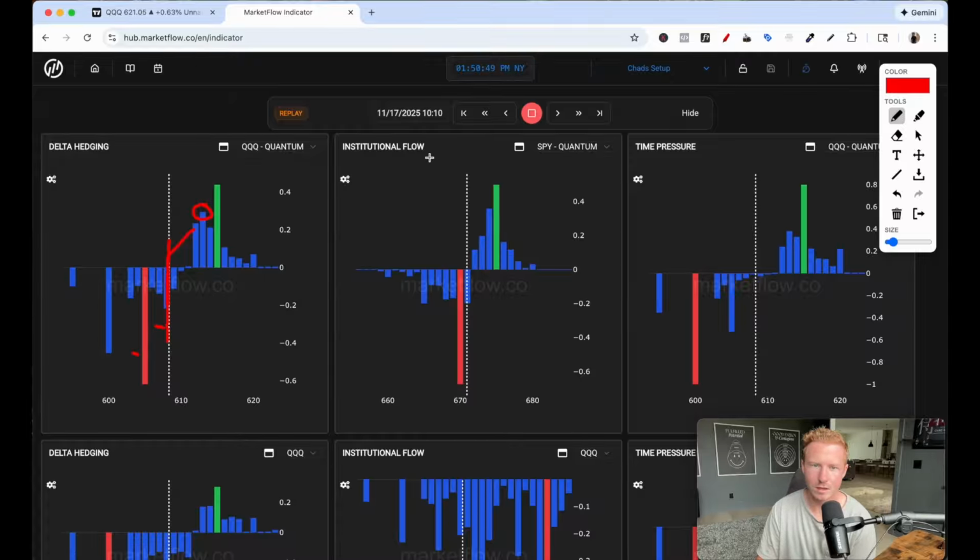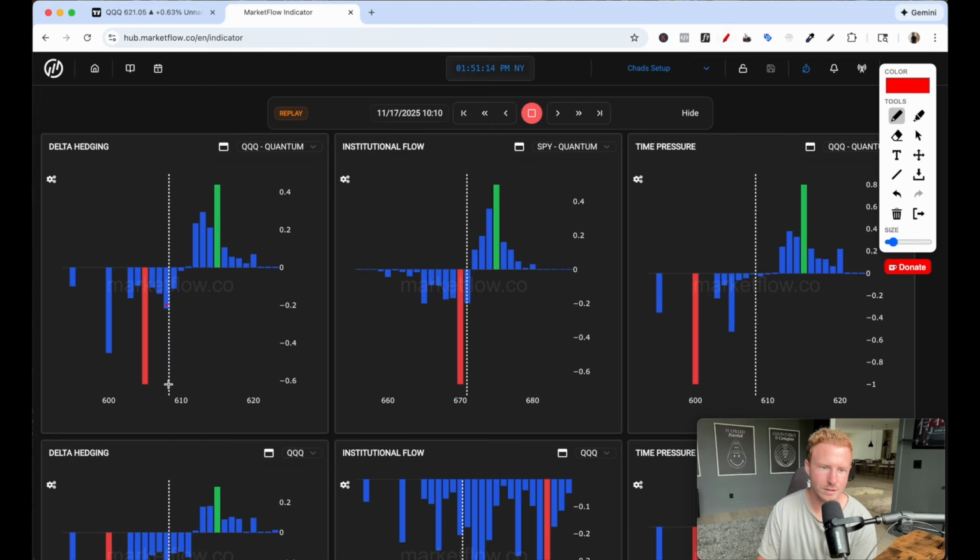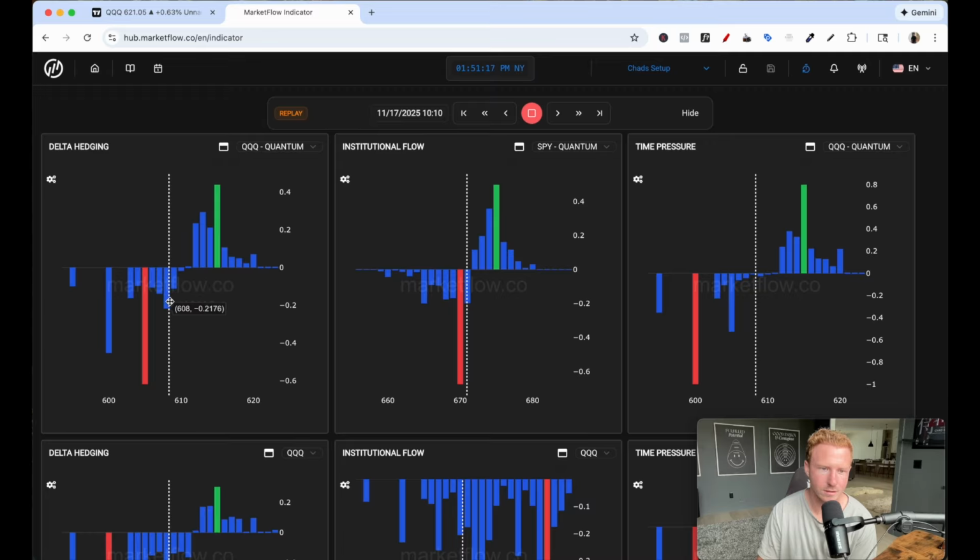We can see on the institutional flow, we have lots of buying interest up here and a decent amount of selling interest, but not quite as much. You can also see this is on SPY. SPY is going to have a big wall at 670, right? Price is currently at 671 at this time. And this lines up with QQQ being at this level right here. So you can see this is 608, right? Chances are this is going to be defended because SPY is going to be defended as well.